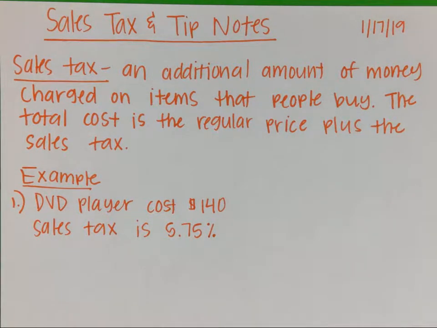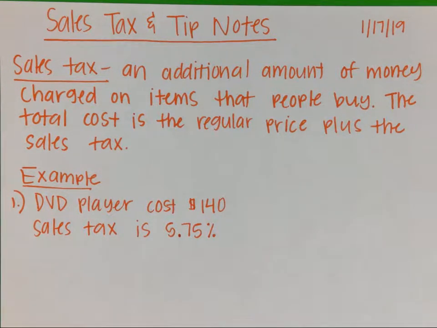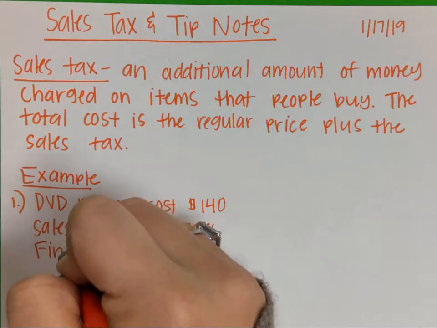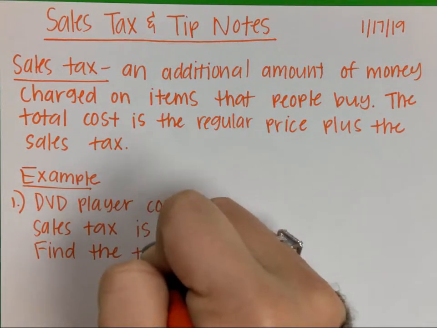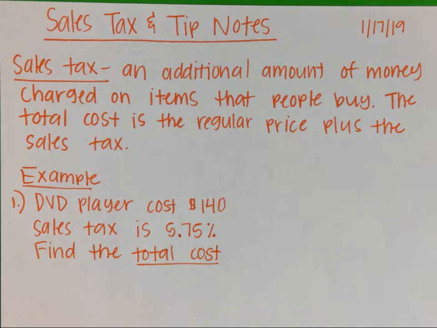Does anybody know what the sales tax for Alabaster is? 9%. So it's 9 cents on every dollar. Yes, 5.75% is the sales tax here. So what we want to do is find the total cost. We're not finding how much the sales tax is. We're finding the total cost that we are going to buy that DVD player for.